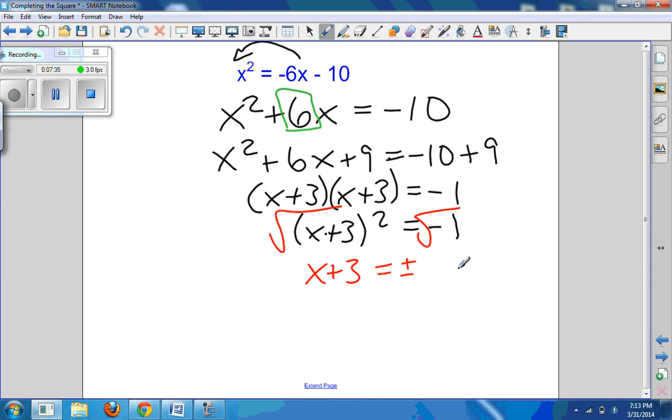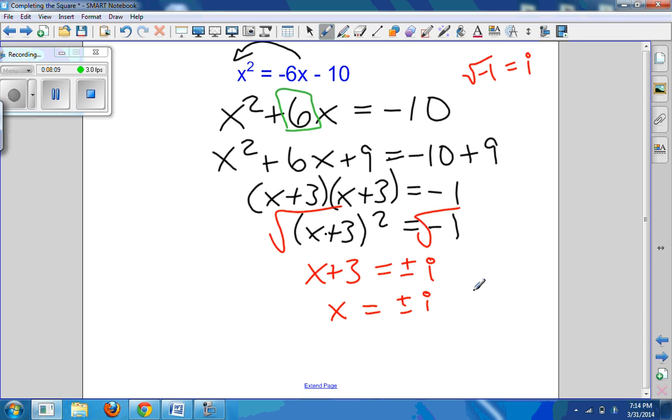Now we've seen the square root of negative 1 somewhere before. Hopefully some of you guys remember where, and you're probably cringing right now because you never thought you would see that again. But the square root of negative 1 is equal to i. So I get plus or minus i. Interesting.